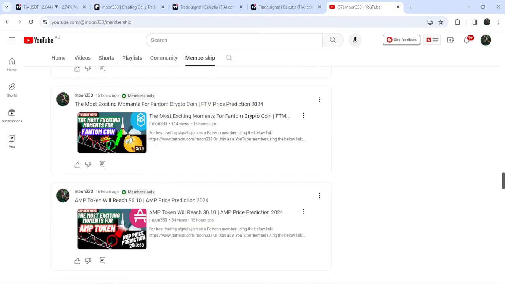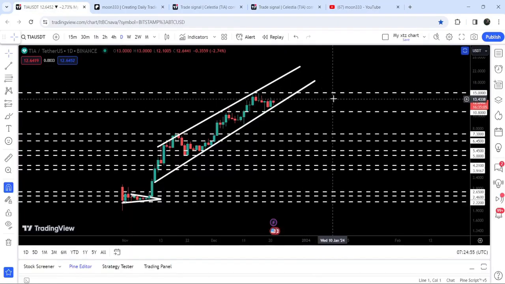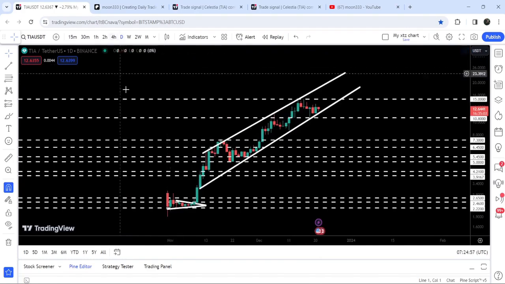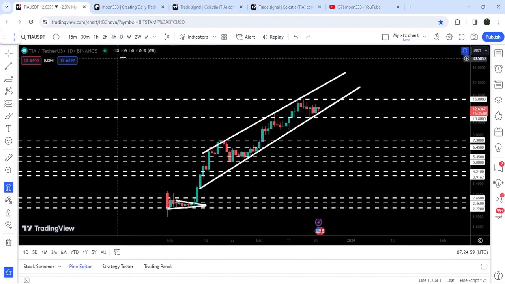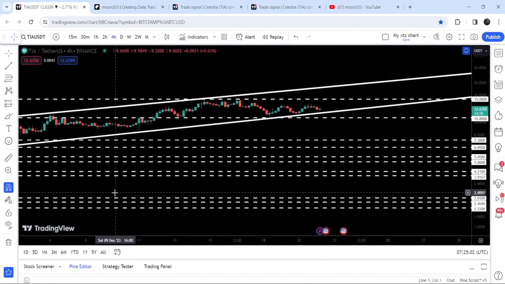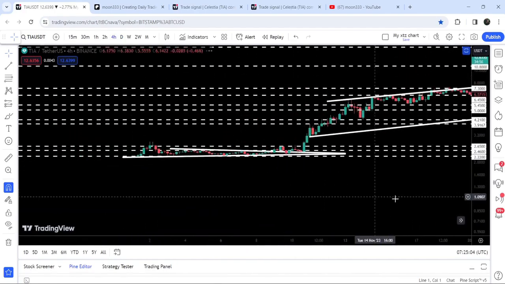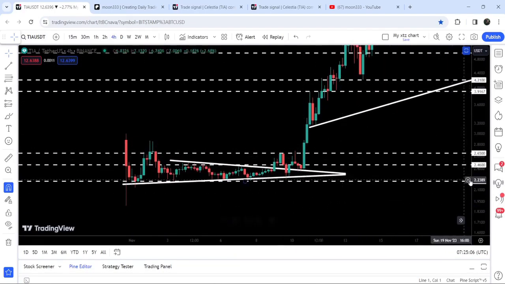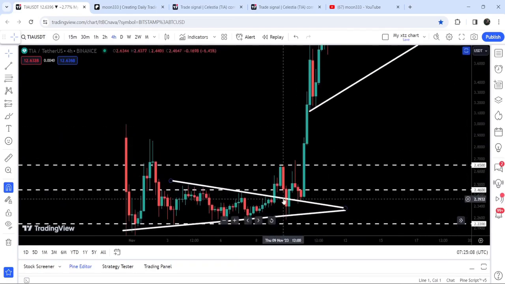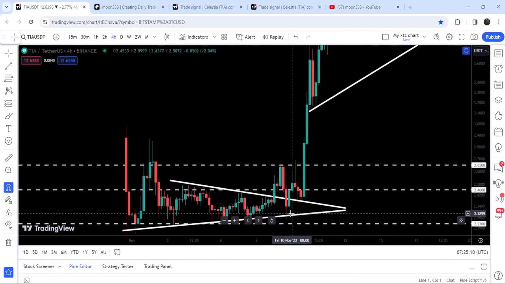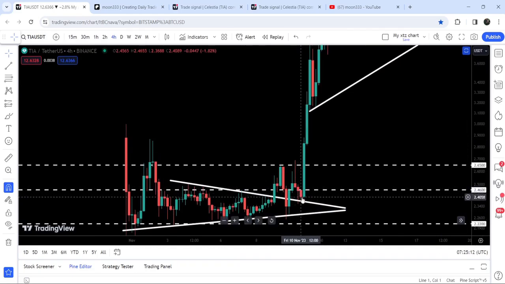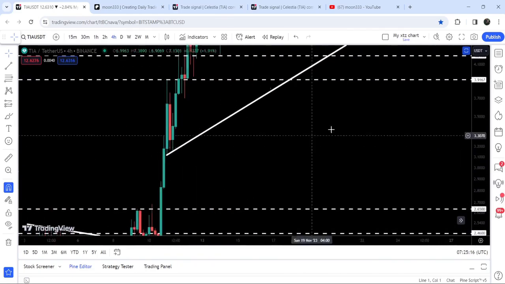Now let me take you to the live chart of TIA, and this is the daily time frame chart. By the way, previously I have been showing you this breakout from this symmetrical triangle that was formed on the 4-hour time frame chart. Let me show you that triangle as well. You can see that after the breakout, the price tested this support of the triangle here, again moved up and tested the previous resistance of the triangle as support here. Then we had a very, very massive rally.